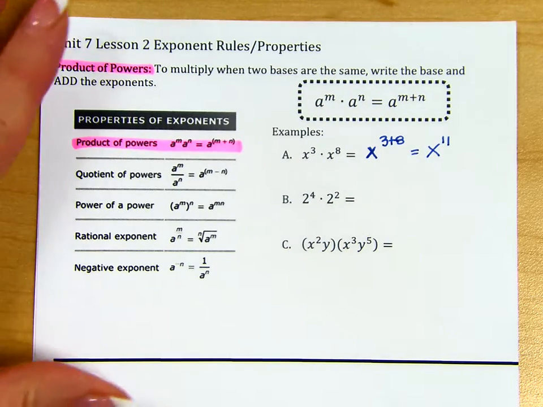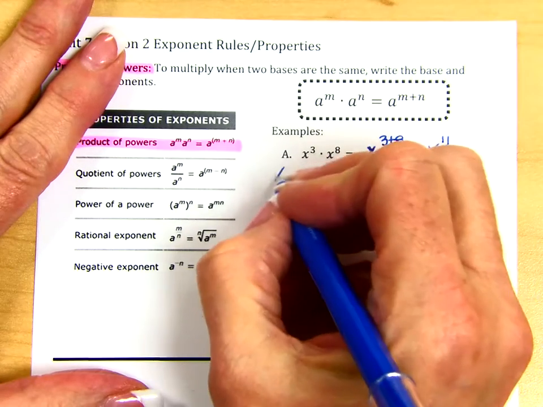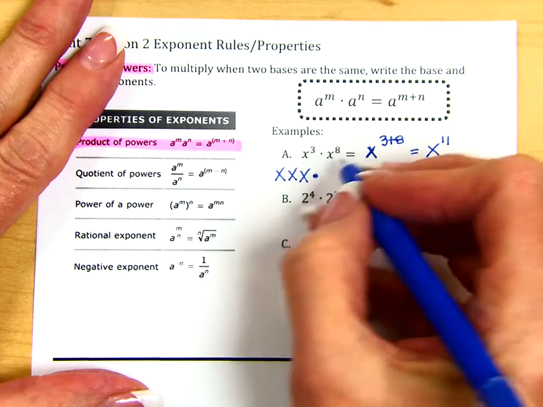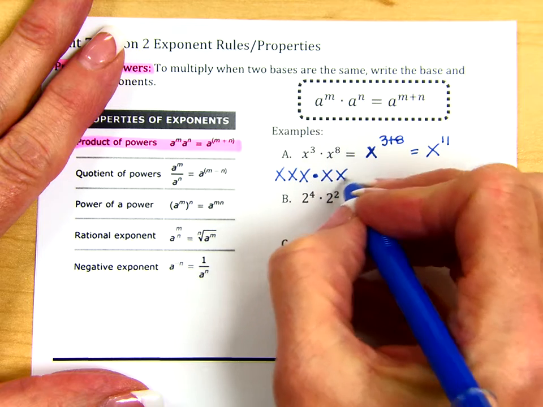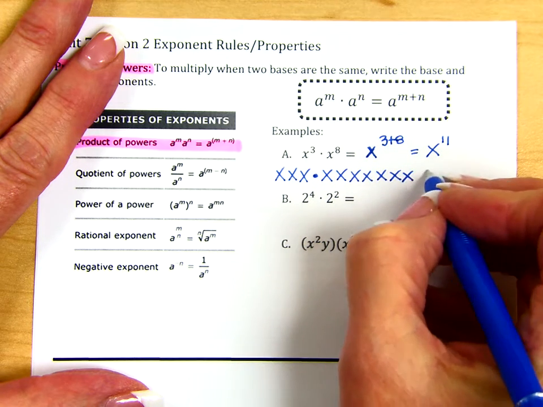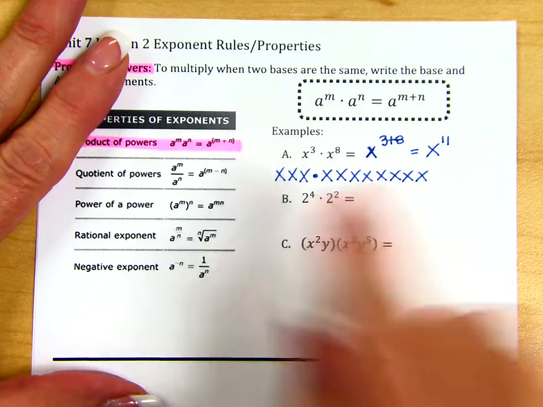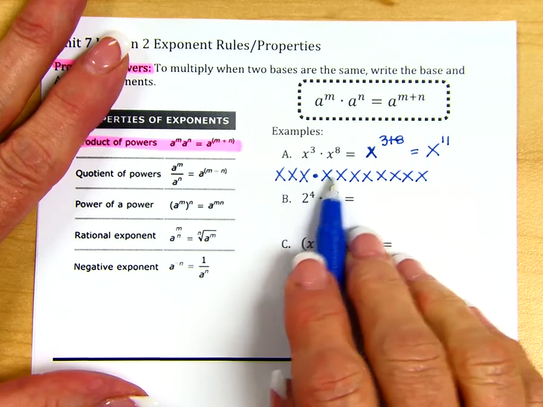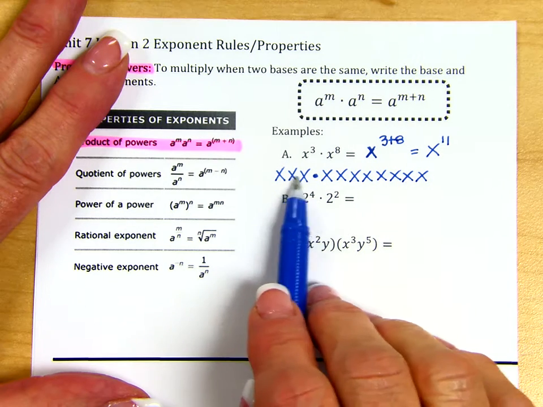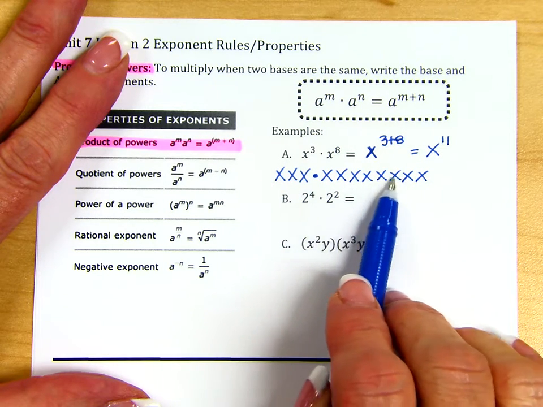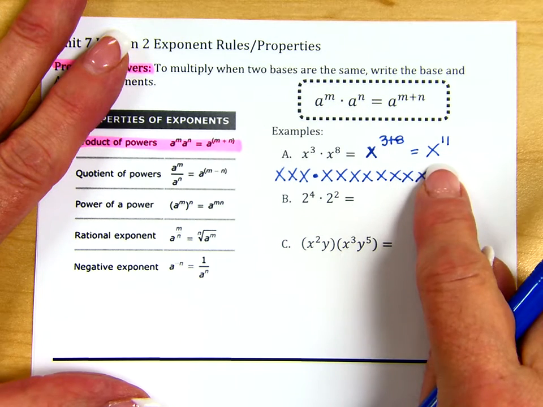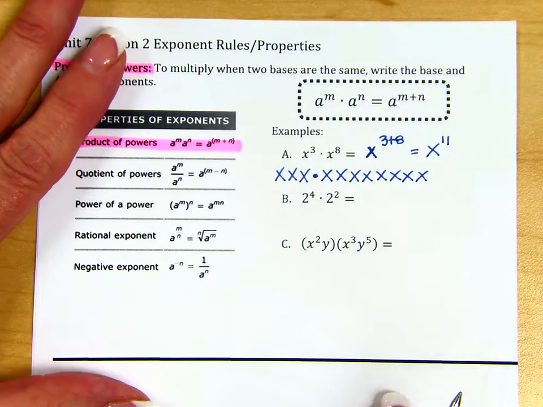Well, why is it that that works? Well, x to the third is just x times x times x, and then we're going to multiply that by x to the 8th. 1, 2, 3, 4, 5, 6, 7, 8. So I have x times x times x times x times x times x times x times x times x times x times x, and that's 1, 2, 3, 4, 5, 6, 7, 8, 9, 10, 11 x's being multiplied together, thus x to the 11th power.